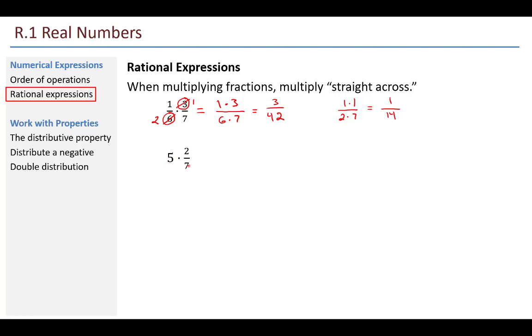Now, 5 times 2/7, the trick is, remember that the number 5 is really 5 over 1. So 5 over 1 times 2 over 7, and that gives me 10 over 7. A lot of times when you get comfortable with these things, 7 times 3 over 4, if there's a single number out front, you just multiply it with the numerator of the fraction, and that'll give you the answer. 21 over 4.